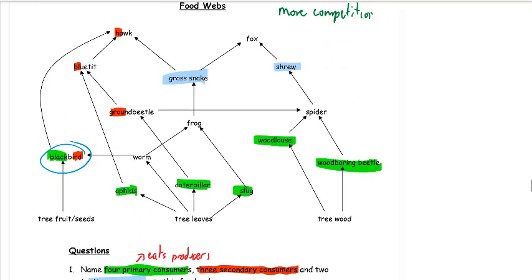Now, just one last thing to point out here. What you'll have noticed here is that because this shows complex food chains, we can actually see some organisms feed at more than 1 trophic level. If we take this blackbird here, it acts as both a primary consumer in this food chain and a secondary consumer in this food chain. The blue tit here also acts as a secondary consumer in this food chain and a tertiary consumer in this food chain.